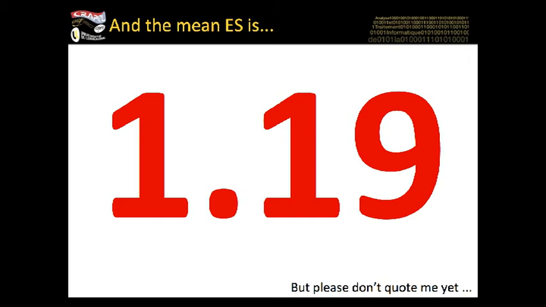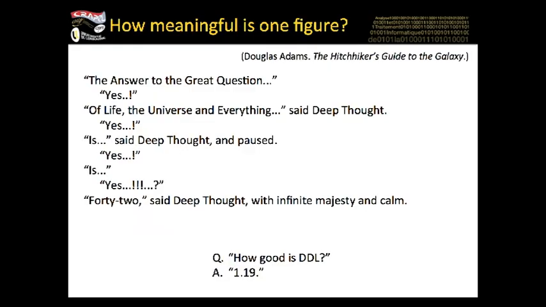You'll know The Hitchhiker's Guide to the Galaxy, many of you. An advanced civilization wants to know the answer to the ultimate question of life, the universe, and everything. So they build a computer, and the computer spends 2 million years calculating. Then, when the computer has the result, this is what happens. The answer to the great question of life, the universe, and everything is 42.